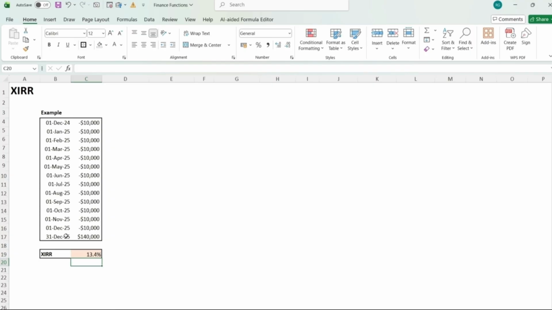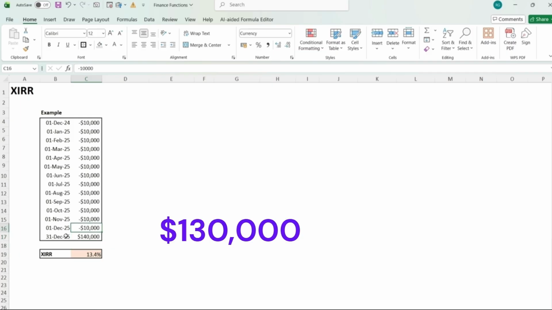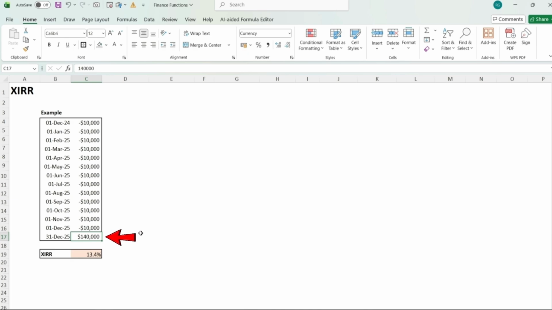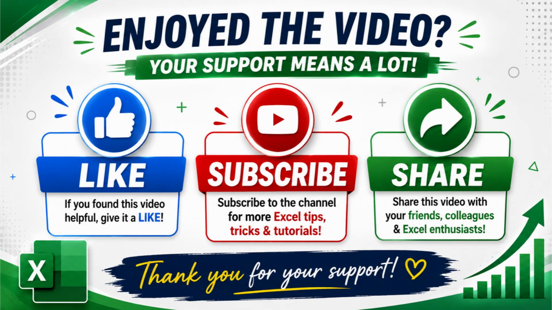So somebody who has invested $10,000 every month from 1st December 2024 to 1st December 2025. So the total value of the investment is $130,000, but the value of the investment on 31st December 2025 is 140,000. So that means that these monthly investments have generated a return of 13.4% for the investor.